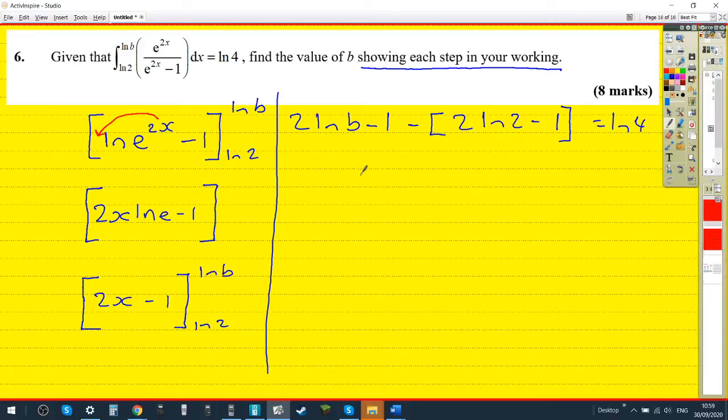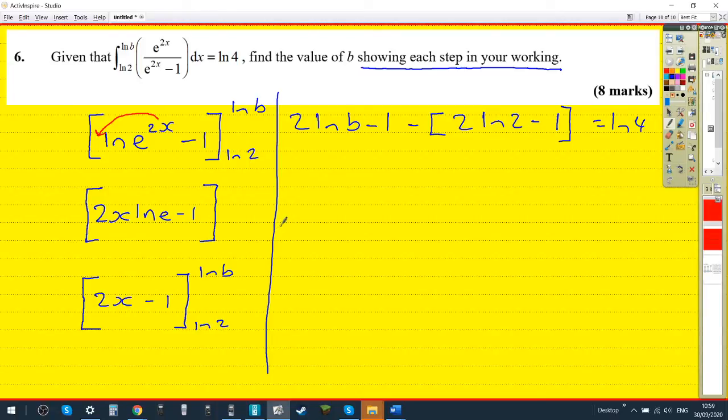So do I now need to do what? Do I need to just put in? Do I need to then first of all find the value of 2 ln 2 minus 1? Let's do it. Let's keep it exact for the moment. And let's try to make b the subject. Let's try to solve for b.